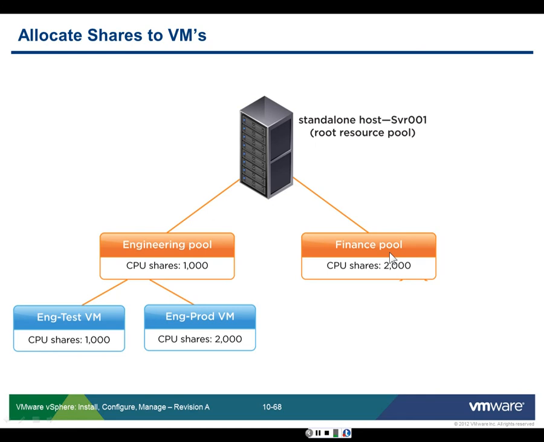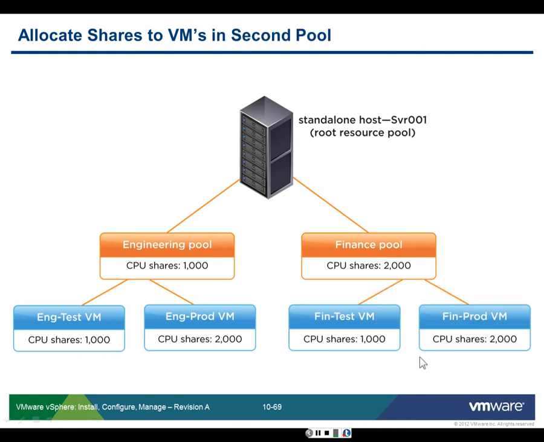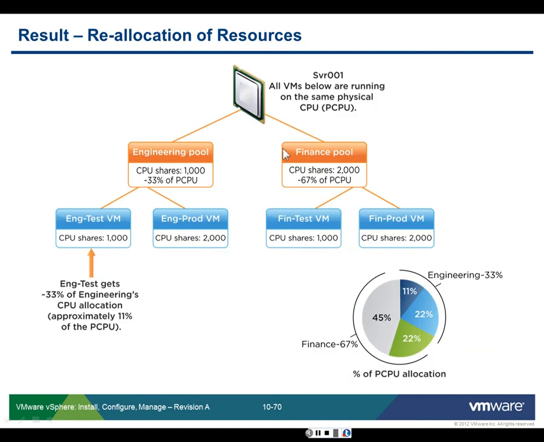Now let's turn our attention to the finance pool. The finance pool has 2 virtual machines. One of those virtual machines is more important. So that virtual machine will get 2,000 shares of the finance pool, and the other virtual machine will get 1,000 shares of the finance pool. So if we look at the finance production virtual machine, if it has 2,000 shares, then it's getting 2/3 of the resources of the finance pool, which is getting 2/3 of the resources of the ESXi host.